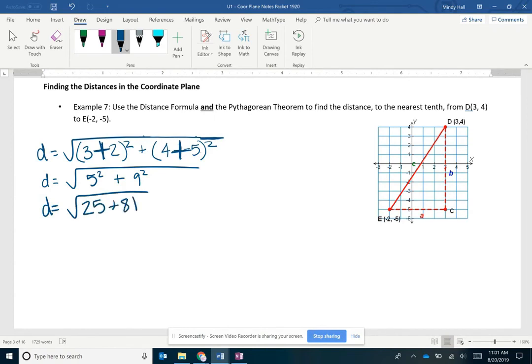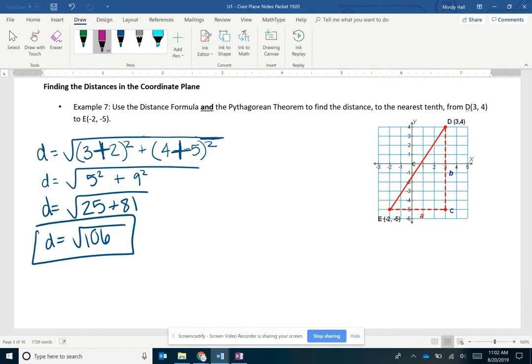So then we would have the square root of 25 plus 81. 25 plus 81, there we go, is 106. And quick check, divide by 4, no. 106 divided by 9, no. 106 divided by 16, no. Okay, very good. So that is the answer; we can't simplify at all.